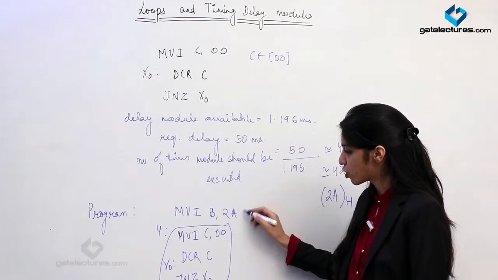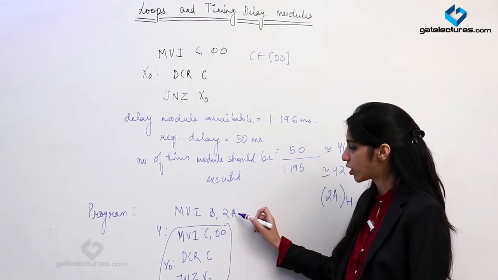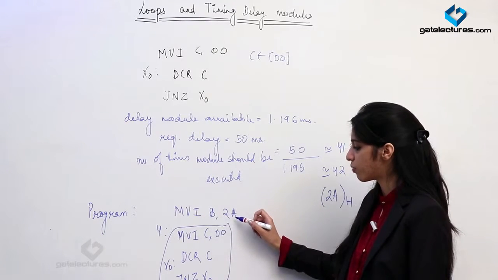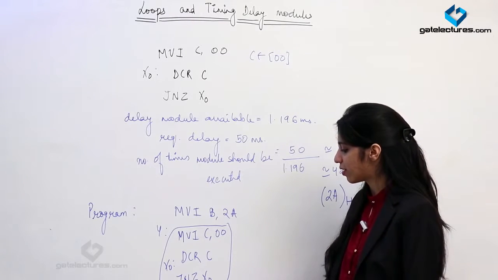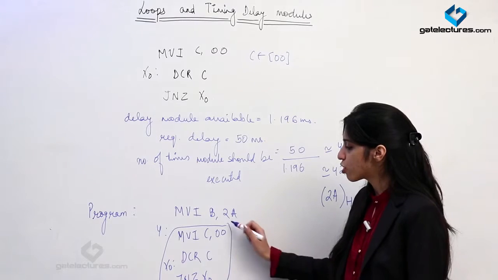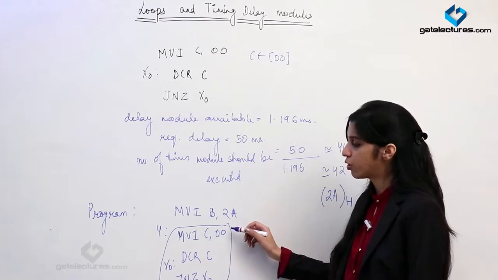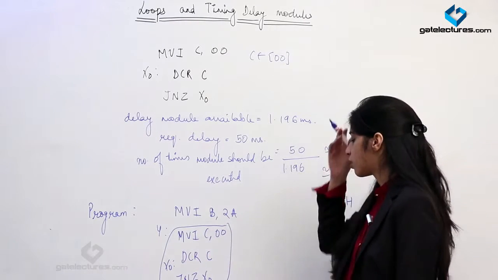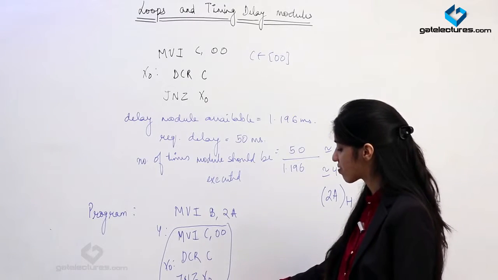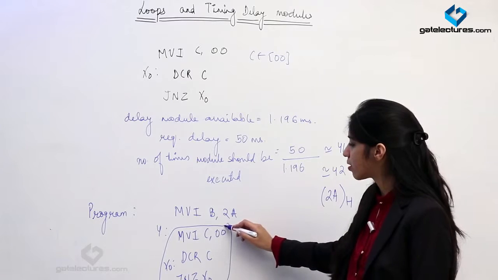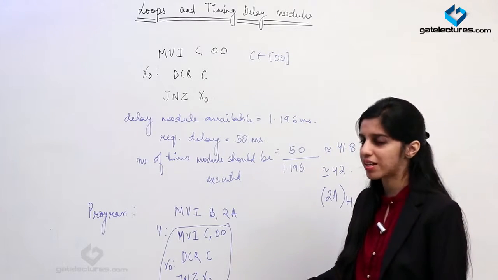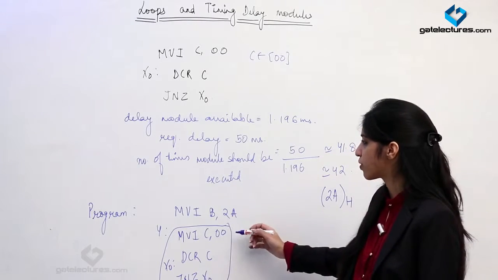So this program is going to run 42 times, right? Since you have loaded B with 2A, every time B will get decremented and you are going to check it for 0. So this module is going to run 42 times and it will produce a total delay of 50 milliseconds. I am not considering T states for these instructions, because the T states for these instructions are negligible in consideration to the total number of T states.